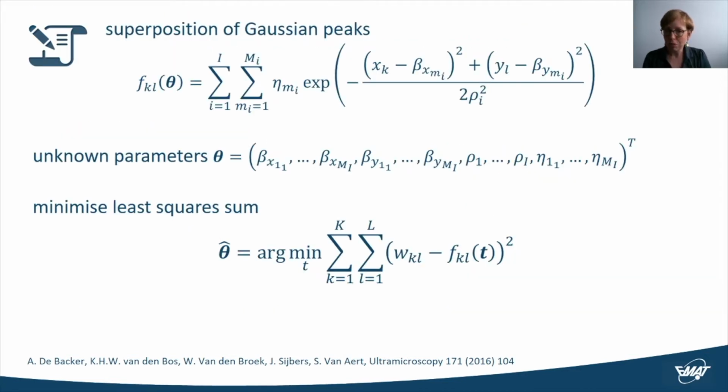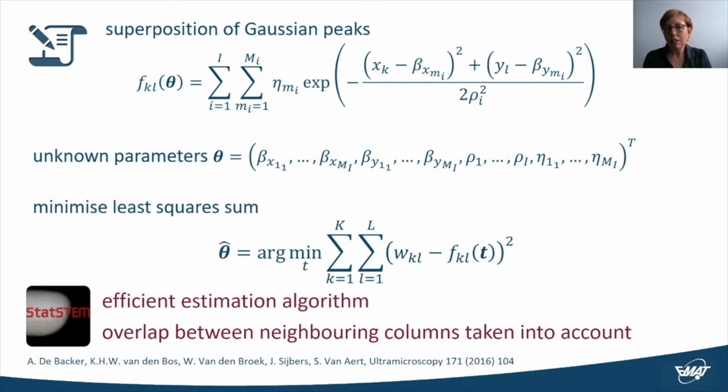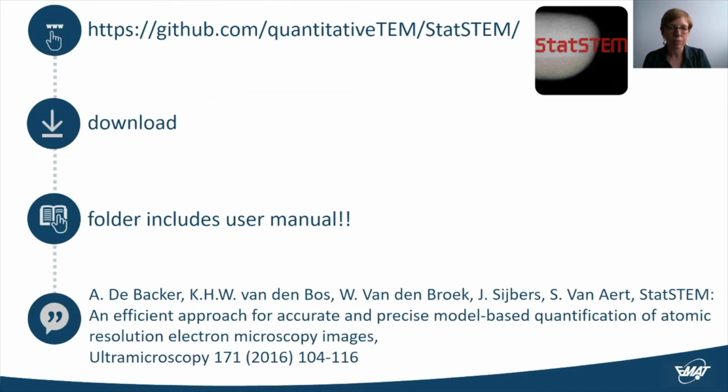Now, in mathematical terms, this procedure can be summarized as follows. The experimental image pixel values are described by a sum of Gaussians, and the unknown parameters of this model are estimated by minimizing the least square sum. This optimization involves an iterative refinement in a huge parameter space. And it is important to notice that this algorithm takes overlap between neighboring columns into account. And this is particularly important for closely separated atomic columns.